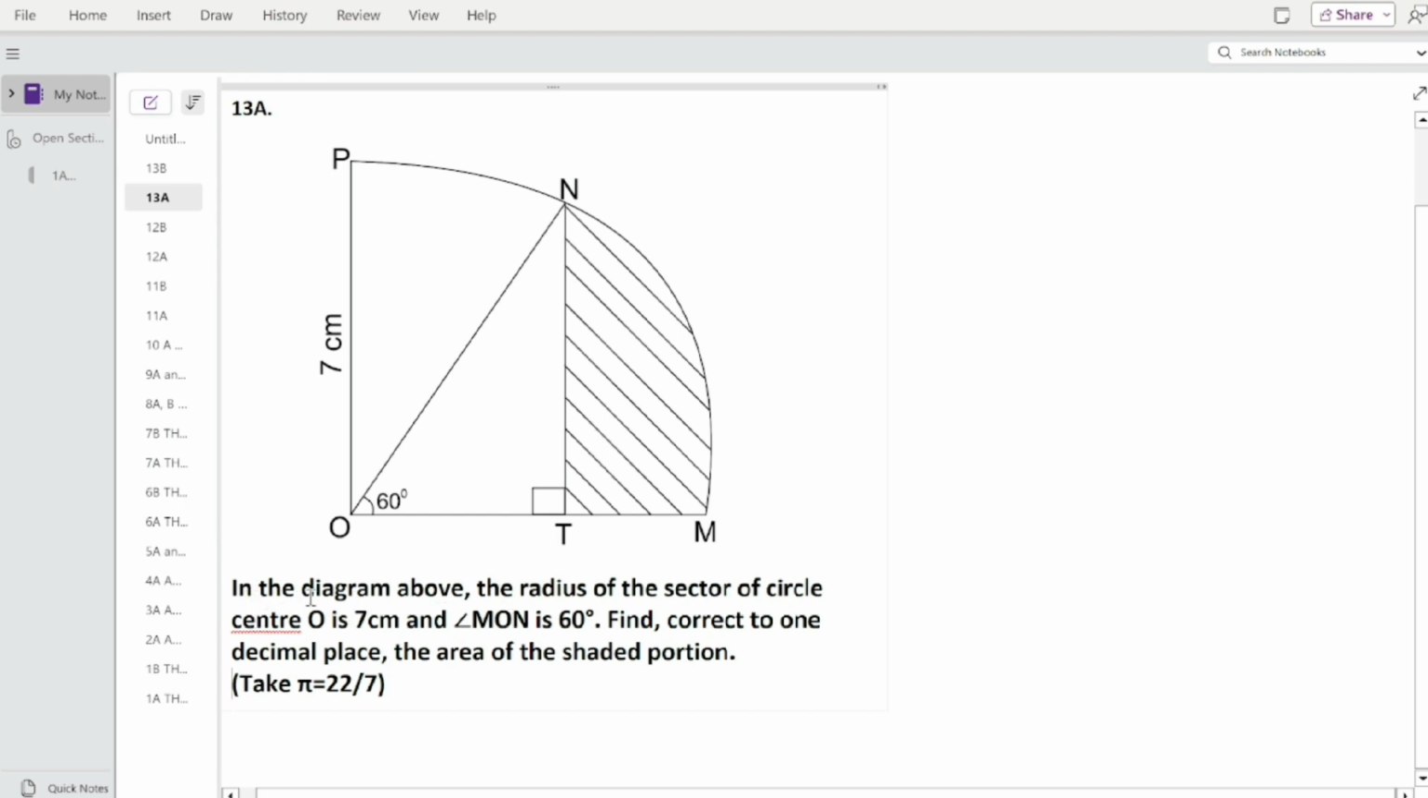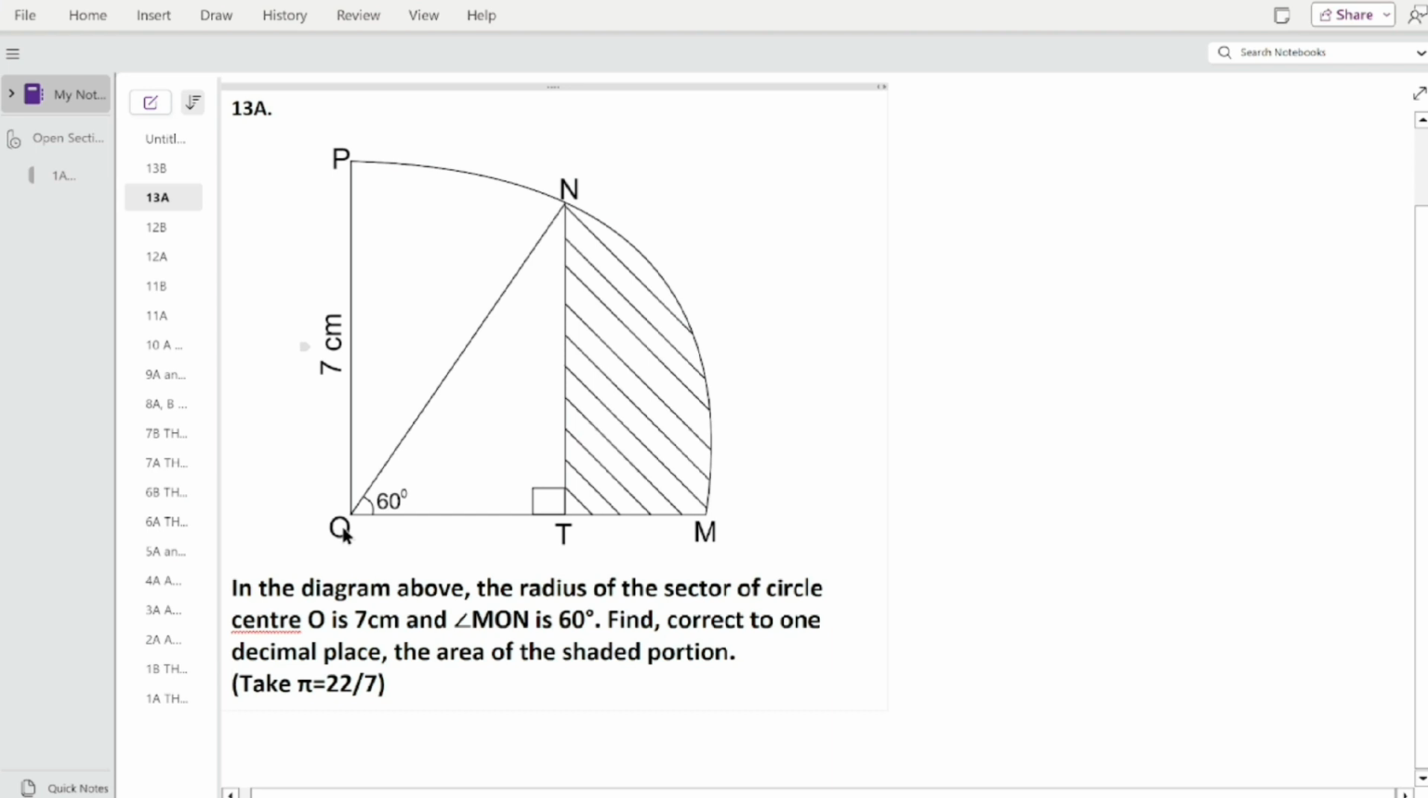So we have, in the diagram above, the radius of a sector of a circle with center O is 7 centimeters. That means this is our center O and this is our sector. This is part of the circle that goes right round. It looks like 1/4 of it. Looking at the diagram, we can see from O to P is 7 centimeters.